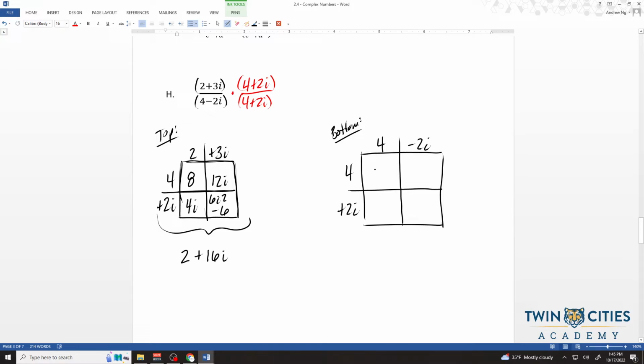4 times 4, this will make 16. 4 times -2i, this will be -8i. 4 times 2i is going to be a +8i. And then 2i times -2i, this will be -4i squared. Again, i squared is -1, so this is -4 times -1, giving +4.